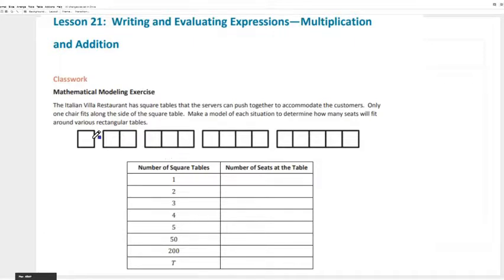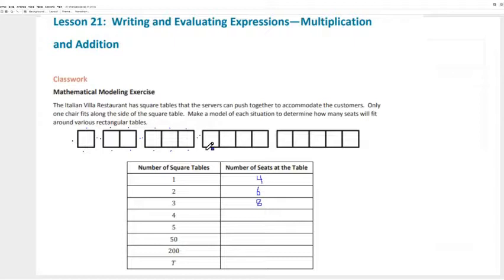Well, if we have 1 square table, we have 1, 2, 3, 4 seats that could fit around it if we have 1 on each side of it. If we look at the one that has 2 squares, there'll still be 1 here, 2, 3, 4, 5, and then 6. So we'd have 6. We go to the 4, we would have 1 here, 2, 3, 4, 5, 6, 7, 8. And hopefully you start to notice a pattern here.